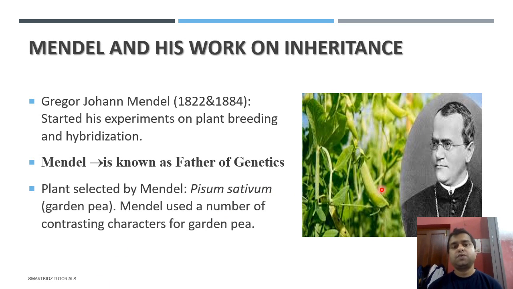When we talk about inheritance, genetics, or variation, we have to remember one person whose contribution in this field was highly significant. Not to mention, it was immense. That person is Gregor Johann Mendel. He was a monk, monk meaning like a priest who was in his chapel, you can say, the place where he was as a monk.